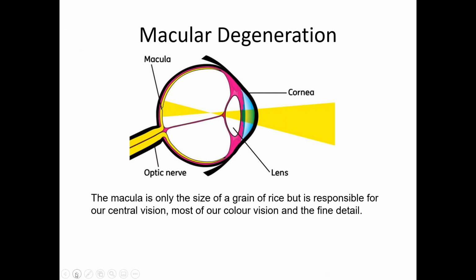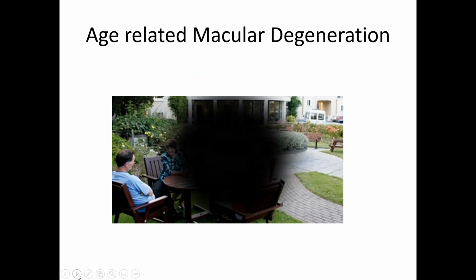We're then looking at macular degeneration. Now, the macula is a tiny thing at the back of the eye, and it's the size of a grain of rice, and it's responsible for our central vision and most of our colour and our fine detail. And when that degenerates, it means that we can no longer pick up that fine detail. We lose our central vision, and we might not see colour so well. And what happens is the vision in the middle is lost, and we're relying on our peripheral vision around the sides to be able to see.